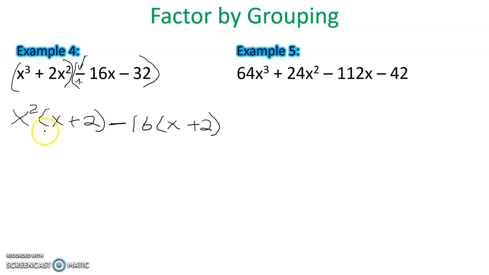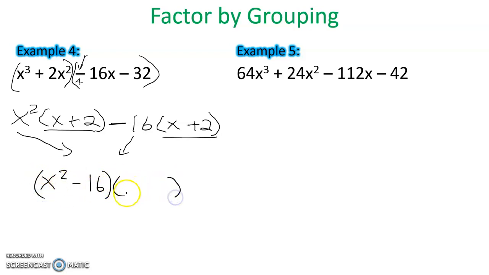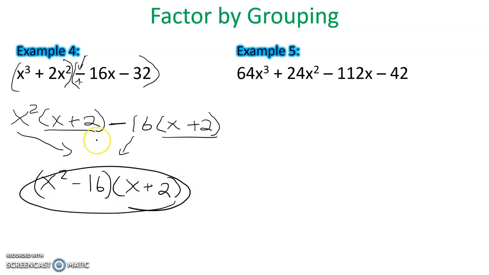If you look here, I got the same thing inside my parentheses, so I am good to go there. So I'm going to bring down all my stuff here. X squared minus 16, that's in one parenthesis. And in the other parenthesis, I'm going to write out x plus 2. I'm going to write one of those down there.